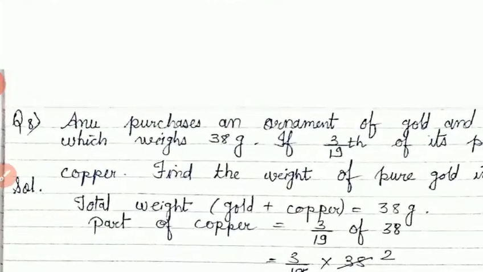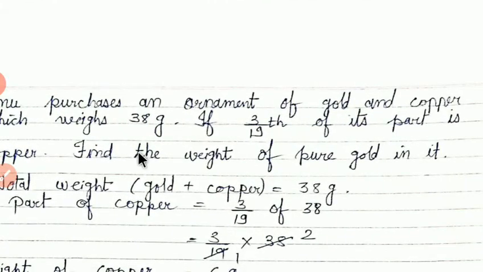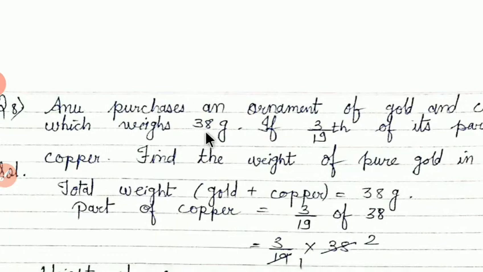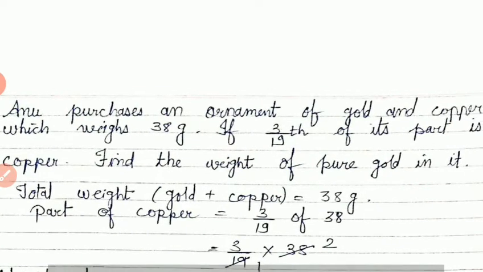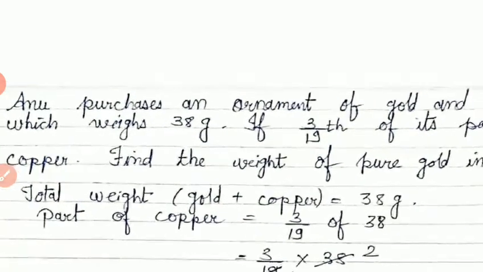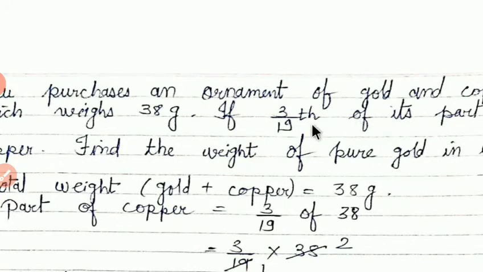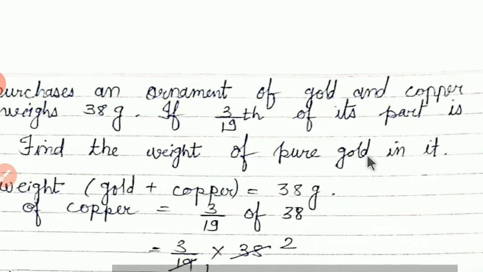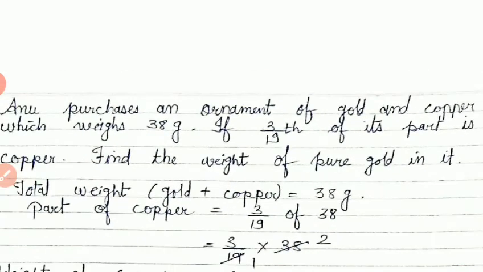Then question number 8. Anu purchases an ornament of gold and copper which weighs 38 gram. She bought an ornament of gold and copper both. It means it contains gold, copper both, and the weight of both is 38 gram. If 3 by 19th of its part is copper, out of 38 gram, and how many total parts are there? 19 parts. Out of 19 parts, 3 parts are copper. It means 3 by 19th part of 38 gram is the weight of copper. So find the weight of pure gold in it.